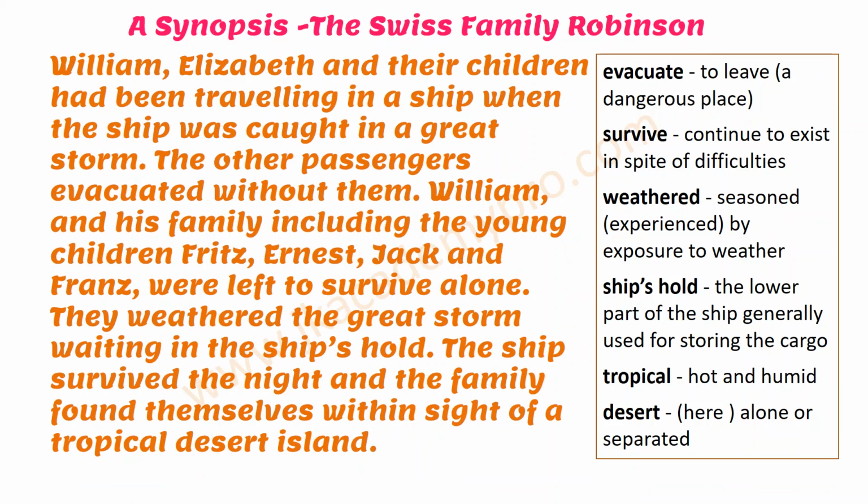William, Elizabeth, and their children had been traveling in a ship when the ship was caught in a great storm. So now the story begins with William and Elizabeth. So these are the parents and their children. So they were four boys. They had been traveling in a ship when the ship was caught in a storm. So in those days, people used to travel by ships only. So it was caught in a storm, and what happened is the other passengers evacuated without them.